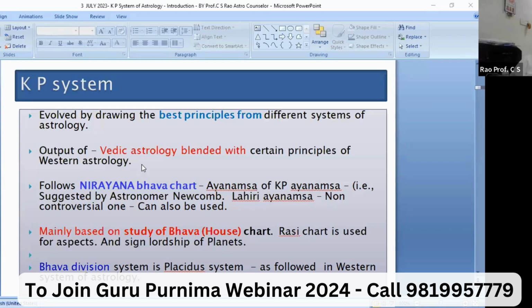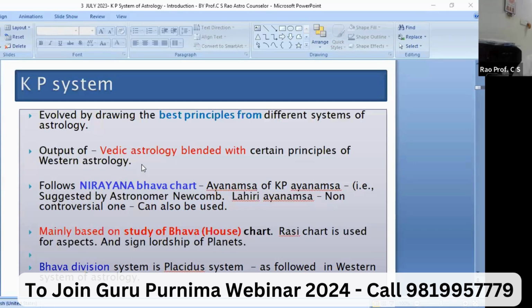Out of that, Westerners follow the Placidus system of division. Vedic astrology follows the Sripati system of division, mostly Sripati and some other methods. You already know that. So here a Bhava chart is prepared with the Placidus Bhava division of Western astrology. He has blended Vedic astrology with certain principles of the Western side.